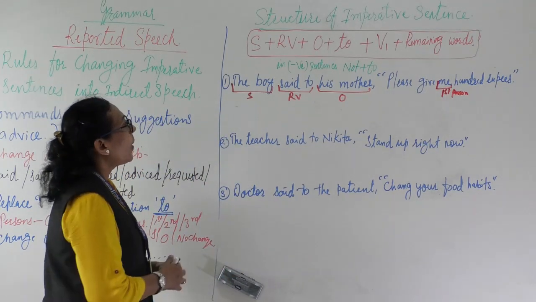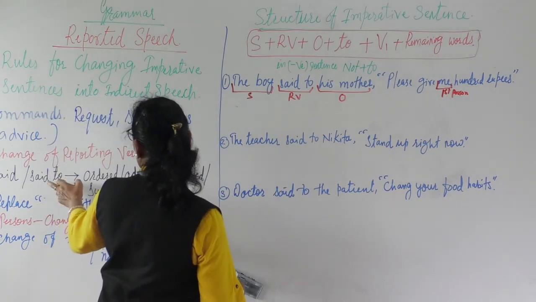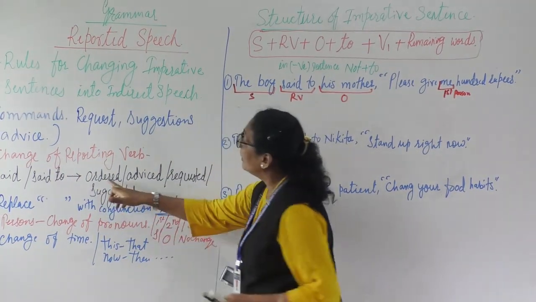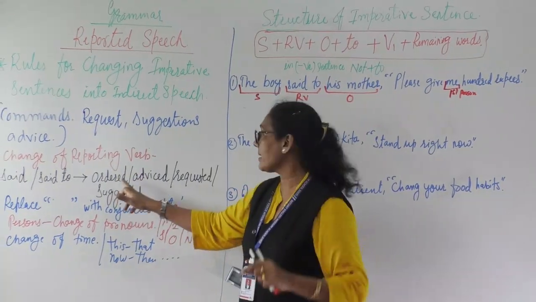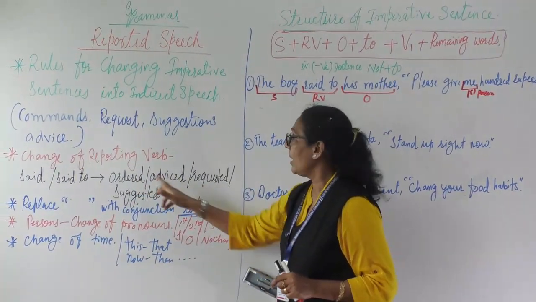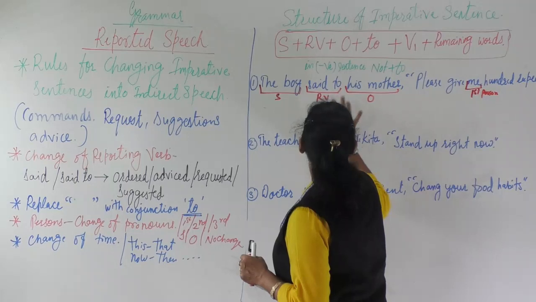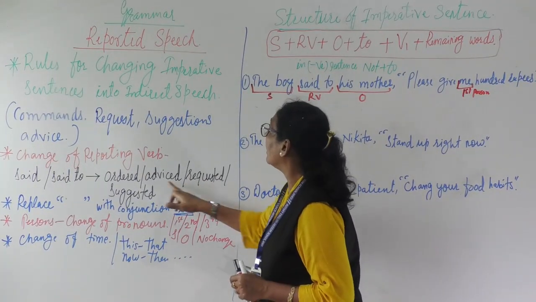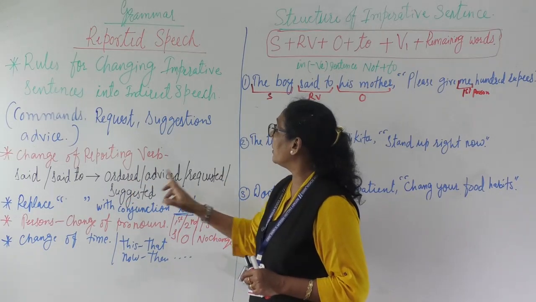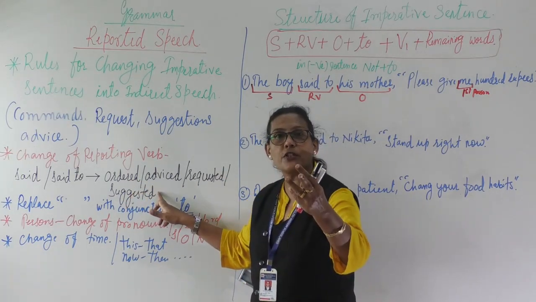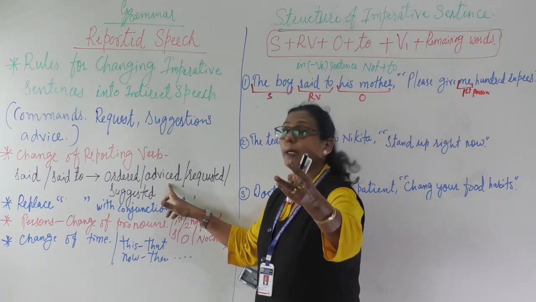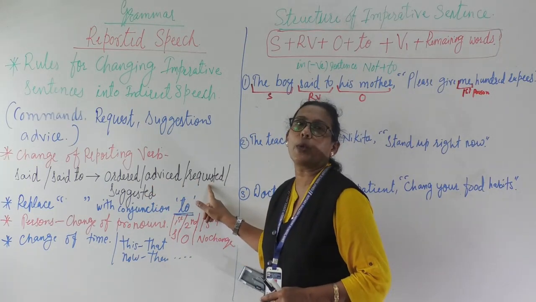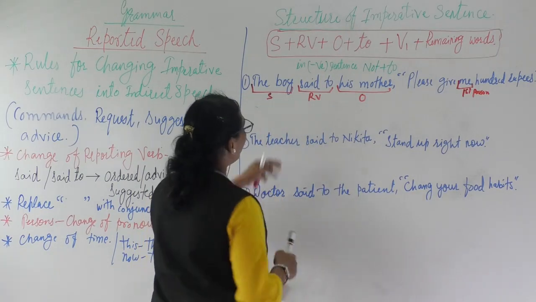The boy, what will be his name? The boy said it to, said it to will come. See, according to the sentence, these words will come: ordered, advised. See, who is here? The boy is here. A boy cannot order his mother. A boy cannot give suggestion to his mother. A boy cannot give advice to his mother. So what is left? Requested. So you must write here.